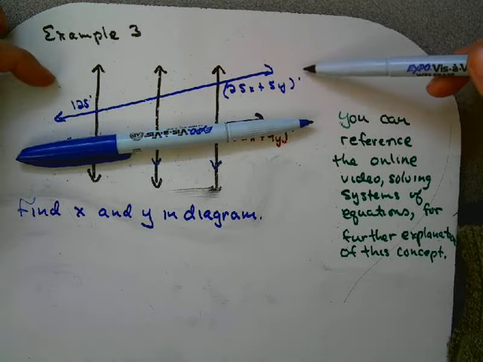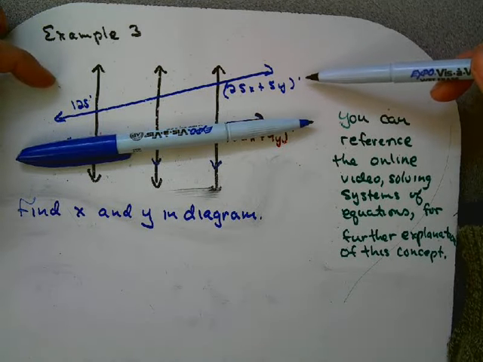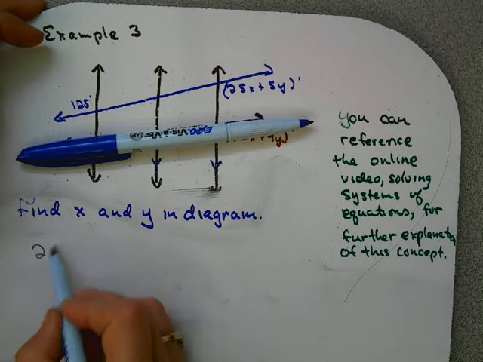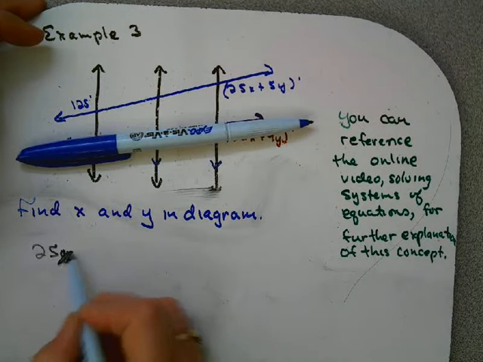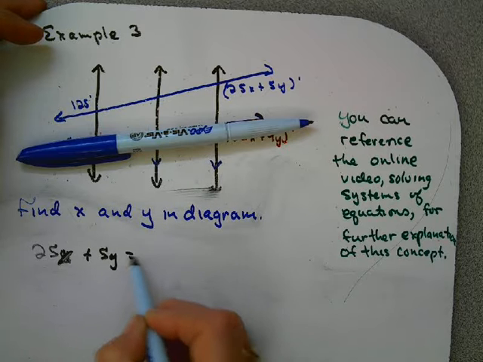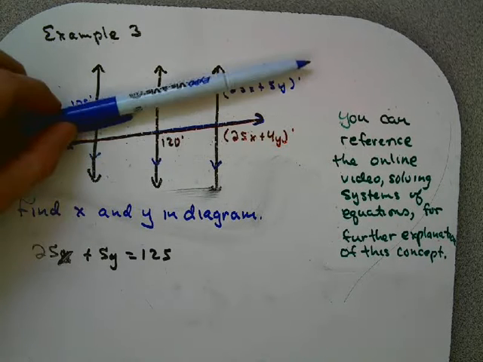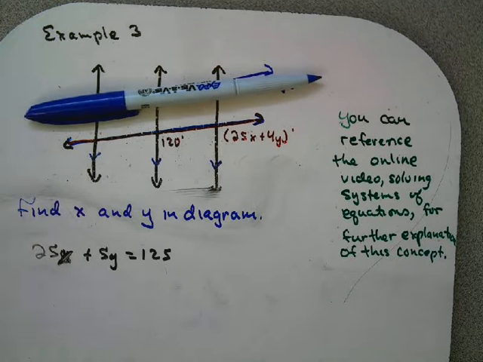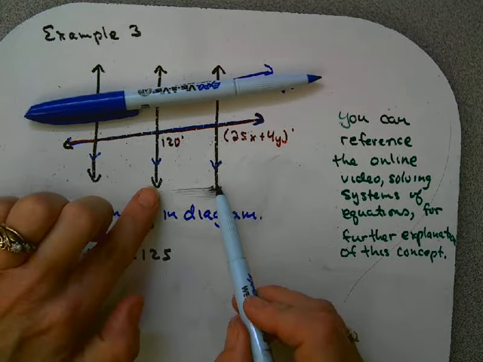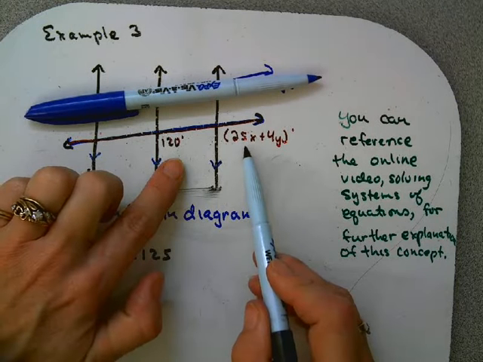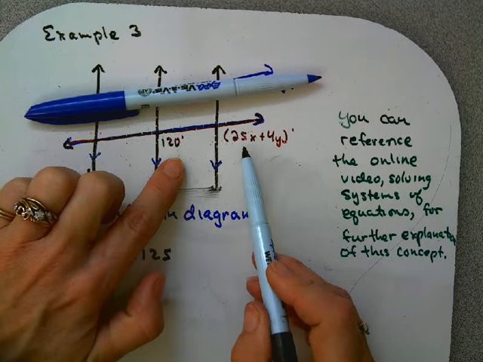Now let's look at the other lines to get a second equation. I notice, looking at these parallel lines, that these are corresponding angles. One is inside the parallel line, one is outside, and they're on the same side of the transversal. So they're congruent. And I can write 25x plus 4y equals 120. Now what I want to do is find an x and a y that'll work in both of these equations, make them both true.